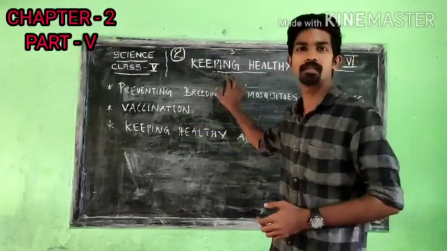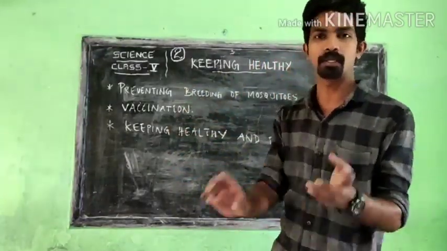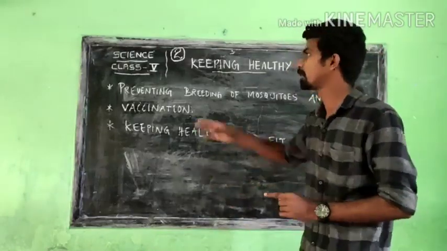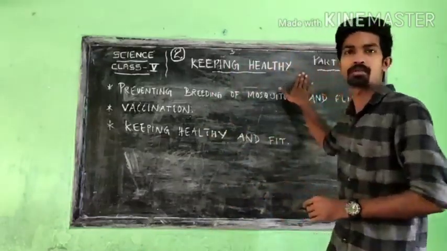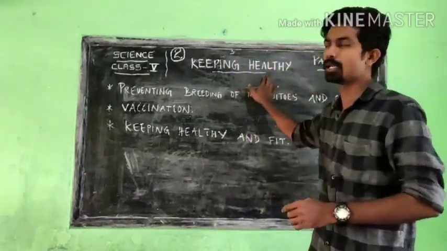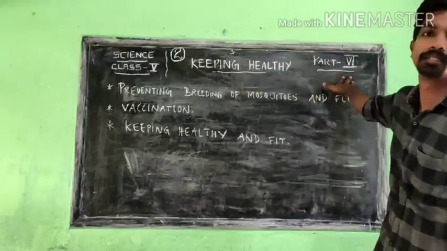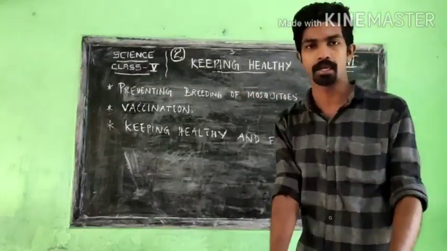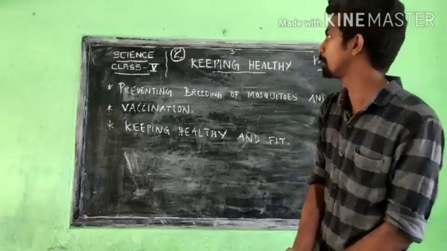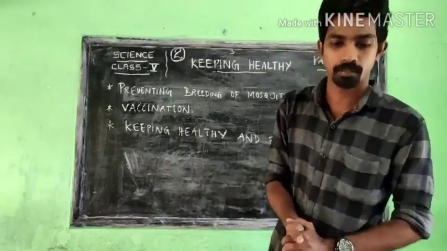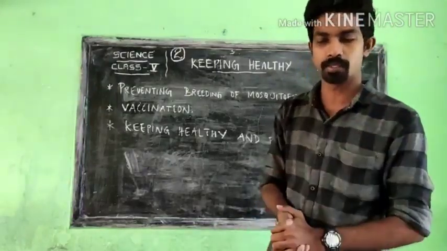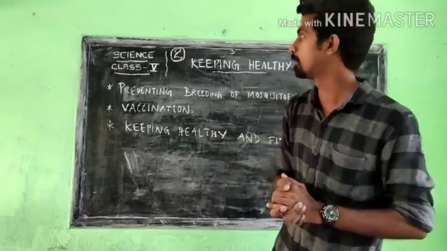Class 4 science, we were discussing the second chapter, Keeping Healthy. We have completed 5 videos of this chapter, and this is the 6th video, in which we will complete the chapter. Only a little bit remains: 10% of the chapter is remaining, almost 90% is completed.